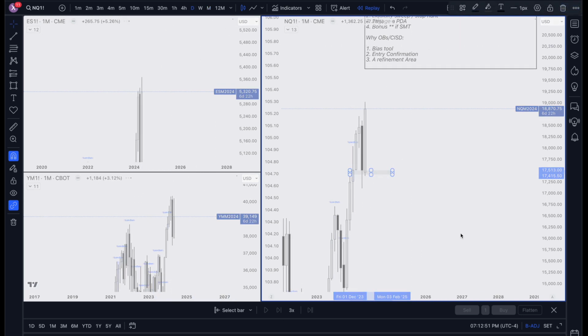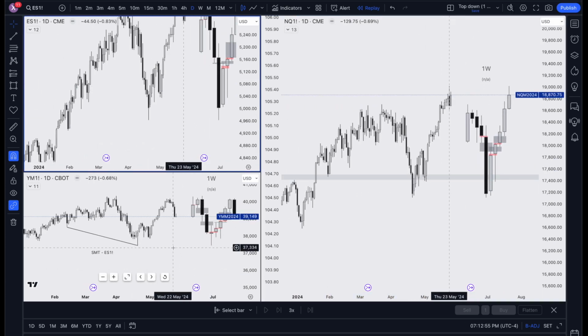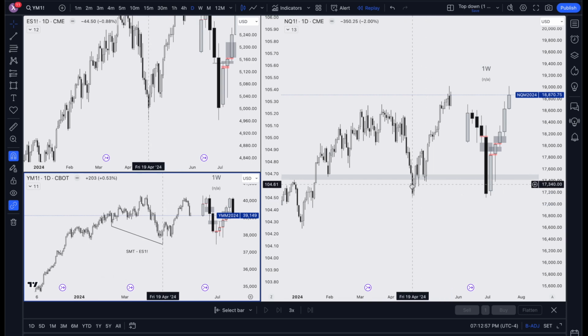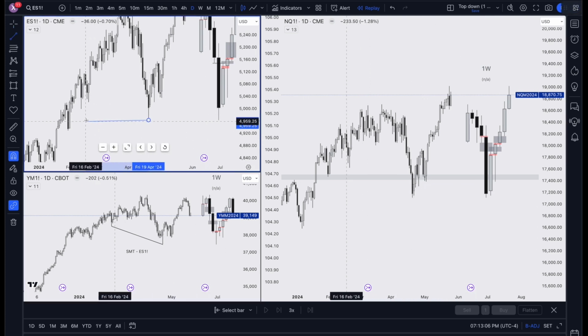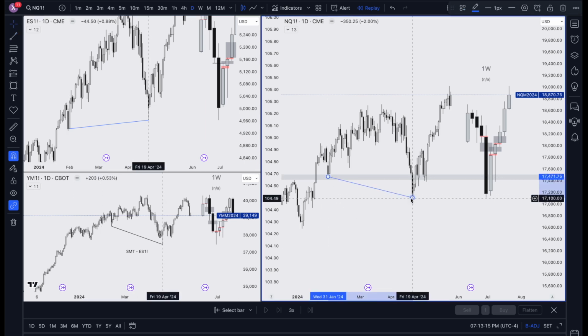It's a monthly internal range liquidity. It's a fair value gap, basically. Now let's say what is happening at this level right here in the market. What we notice is that first of all, we form a divergence with our indices at this point.